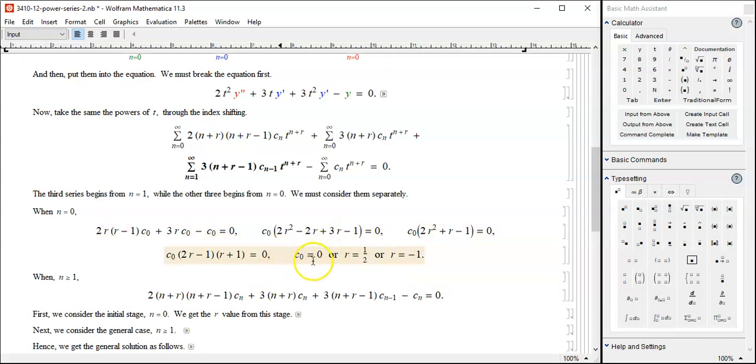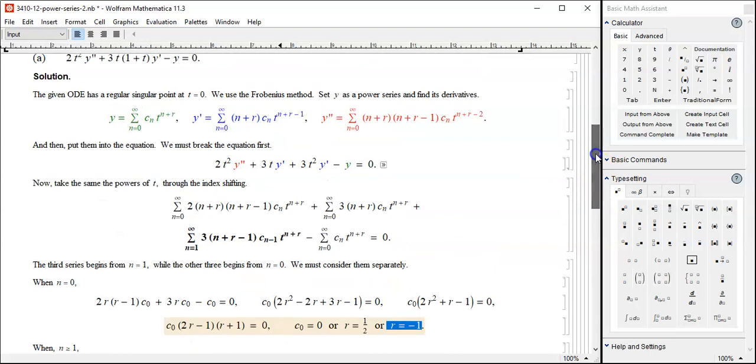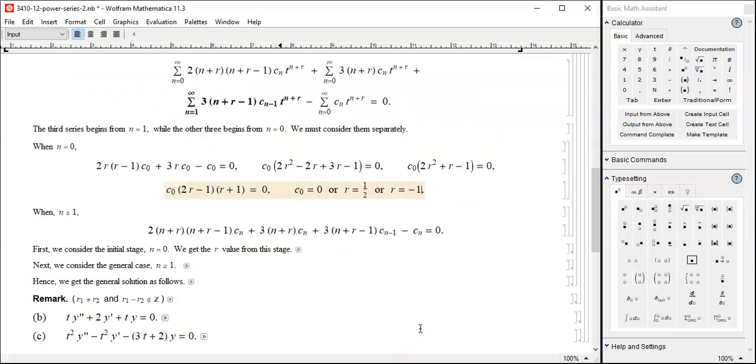When c0 is equal to 0, you're going to get just all 0, and you'll see later, but this is not going to be really interesting. And you see, what you need is two linearly independent solutions, right? And we have two r values. Plug in those two different r values here, 1/2 or -1, and you're going to get two Frobenius series. And they're going to give you two linearly independent solutions. So this one or that one, you'll have to consider separately later.